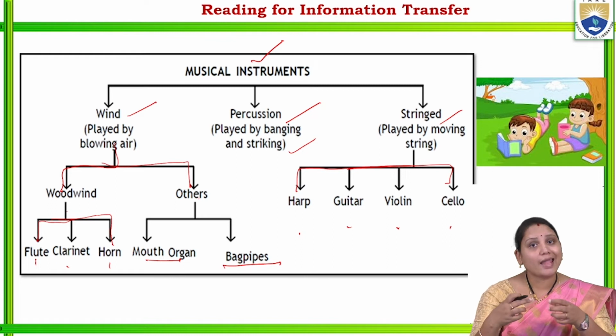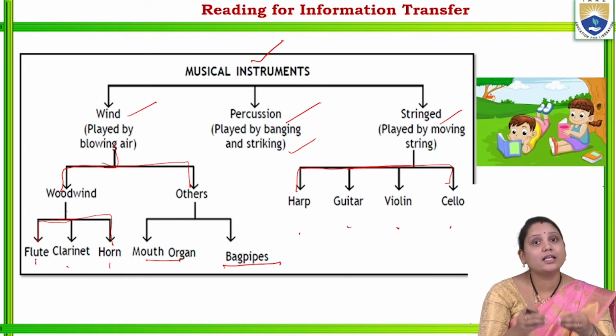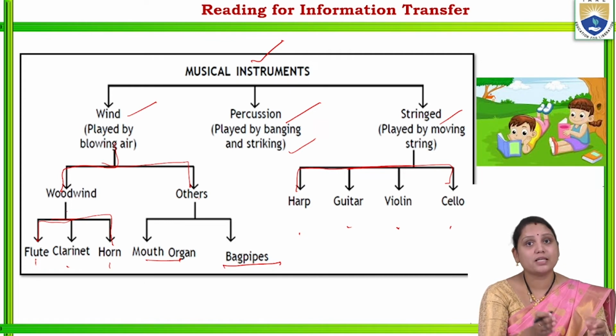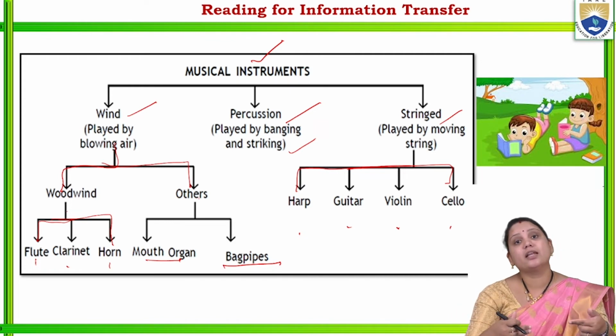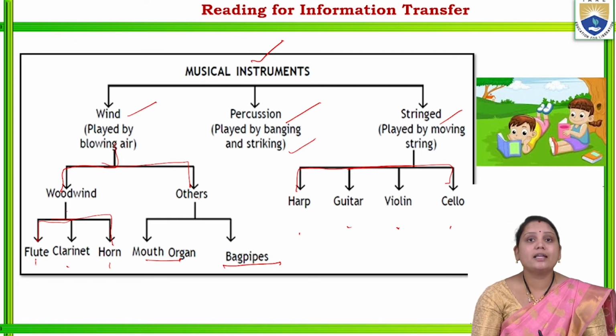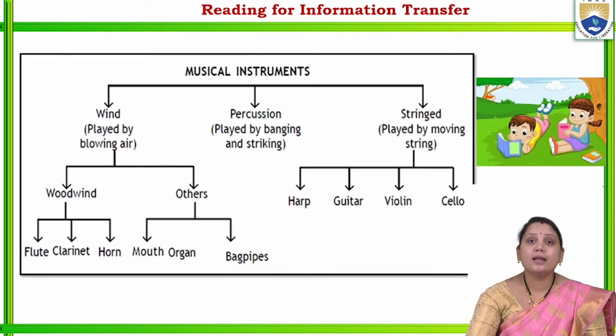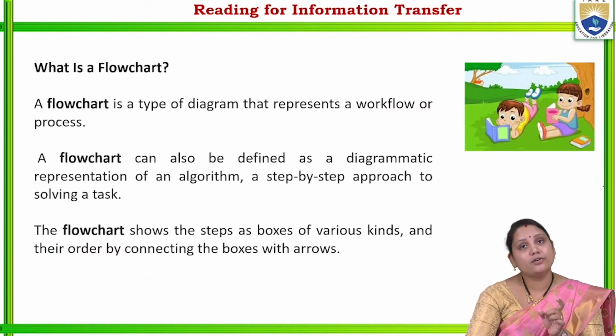You are not reading any text or any paragraph here, but still you are able to understand how many kinds of musical instruments there are, how they are divided, and which instruments cater to each kind, such that they have been segregated into different branches. In that way, the information we are providing is very clear. So, this is one example which will help you in understanding the tree diagram.